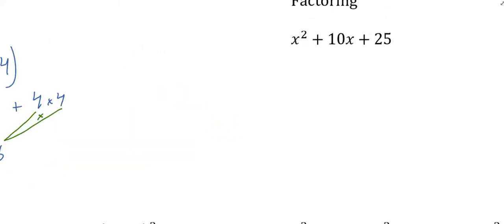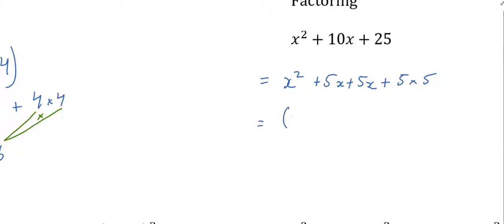So if I'm factoring, what two numbers add to 10 and multiply to 25? And they've got to be the same numbers. 5 and 5, right? So this is x squared plus 5x plus 5x plus 5 times 5, if I'm going backwards. Which we don't really write this way, but it ends up being x plus 5 times x plus 5, which is x plus 5 all squared.